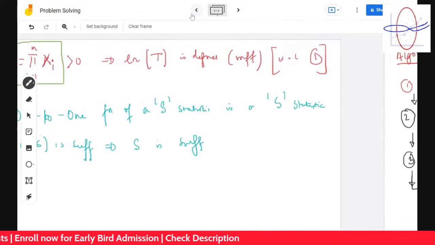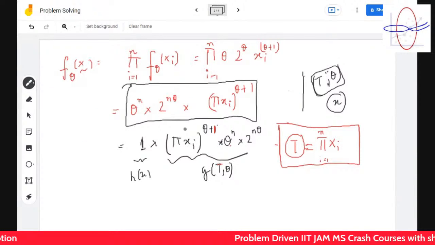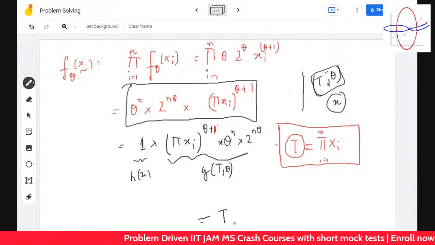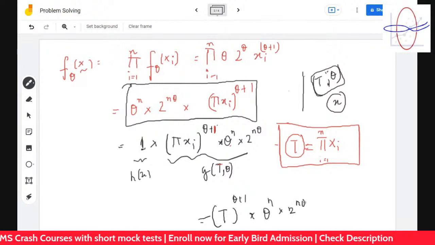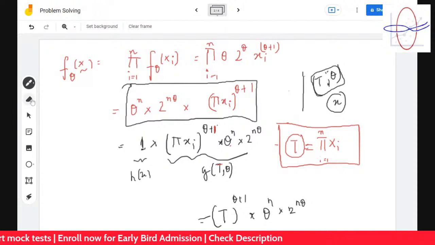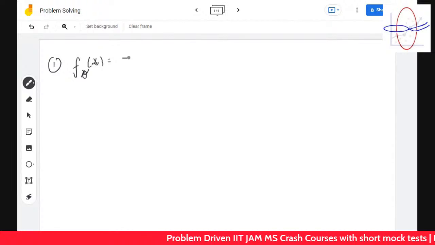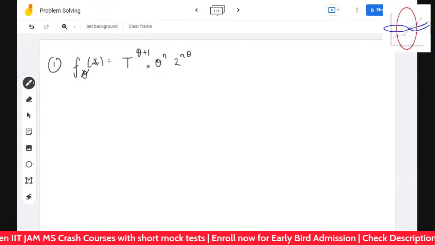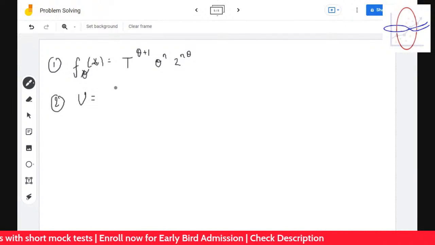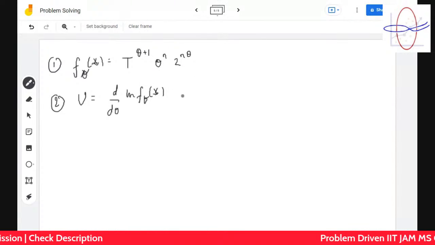Let's find it out. So we have found the joint density of the function. You can write it as t to the power theta plus 1 into theta to the power n into 2 to the power n theta. That's totally fine. Let's write down the steps correspondingly. F theta of x vector is nothing but t to the power theta plus 1, theta to the power n, and 2 to the power n theta. Very good. Next step is finding u, the score statistic, that is d d theta of log of f theta of x vector.